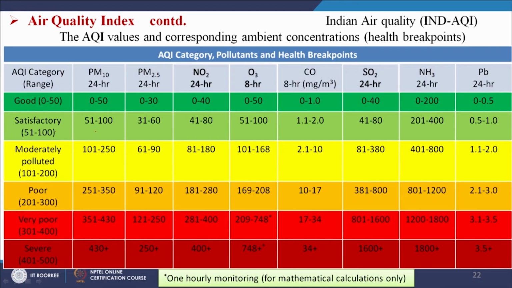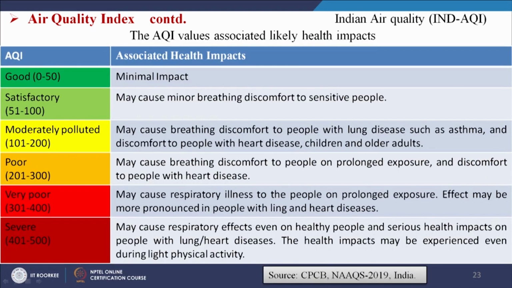Similarly, for 51 to 100, this is the satisfactory category. So, this I HI will be 51 minus 1, that will be 50. Okay, so, that way we can calculate, and the different quality of air, that is good, satisfactory, moderately polluted, poor, very poor and severe, has different health impacts associated with it.